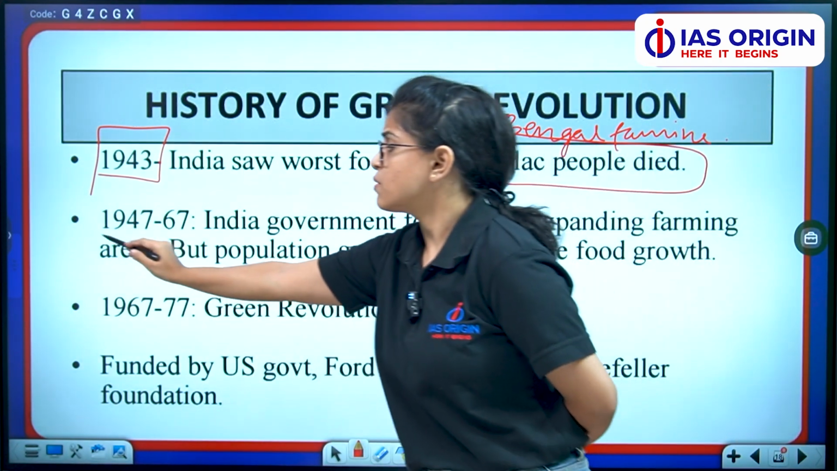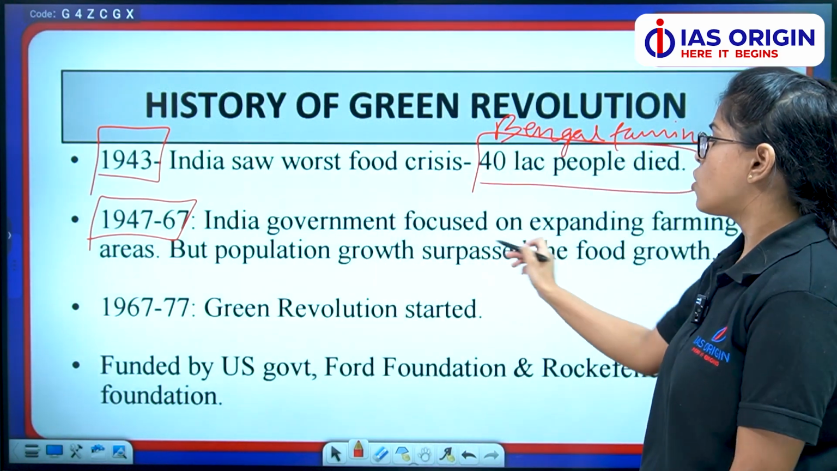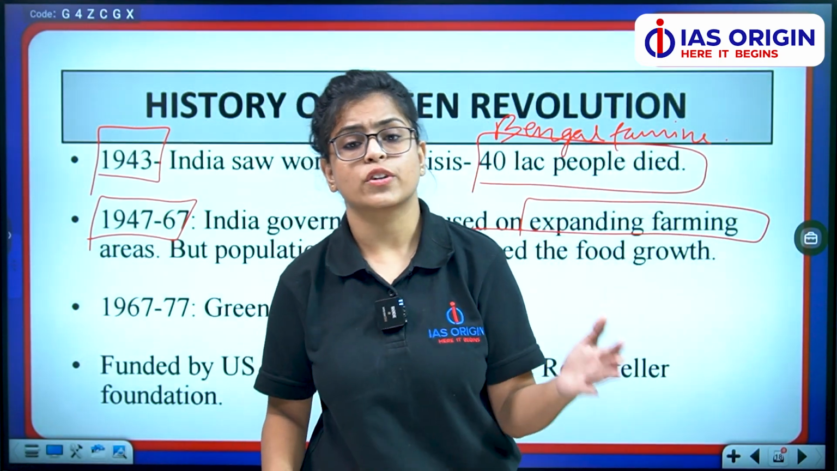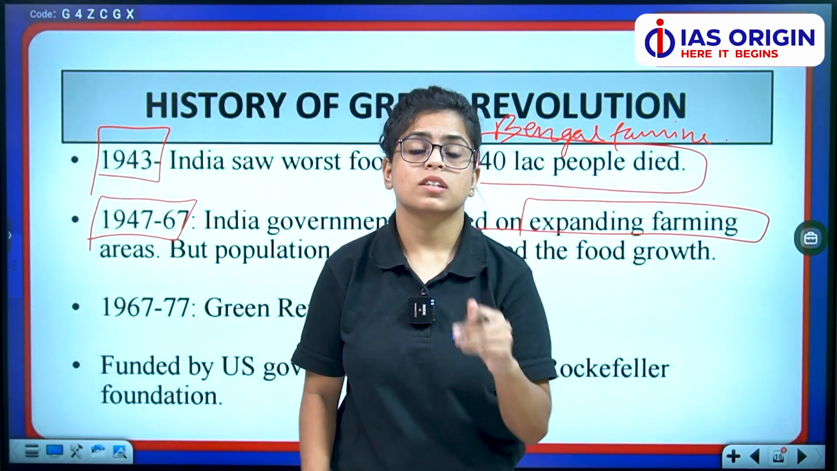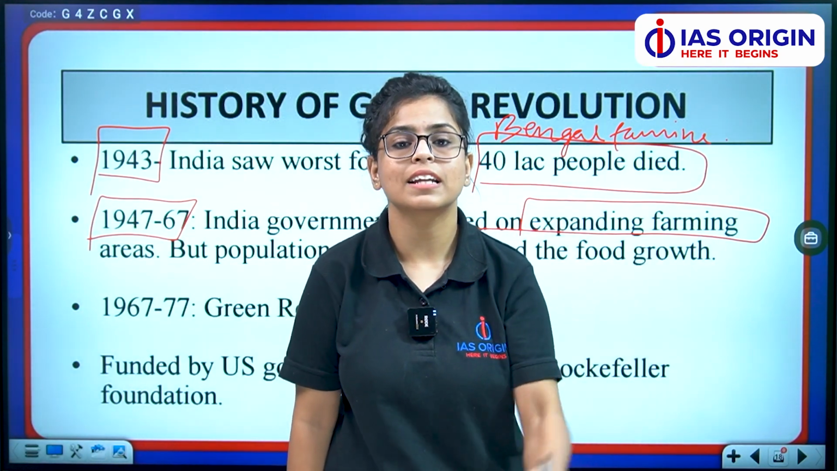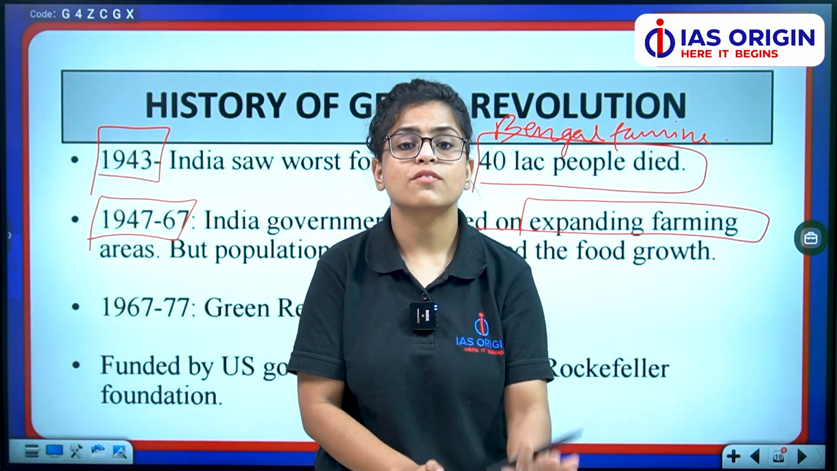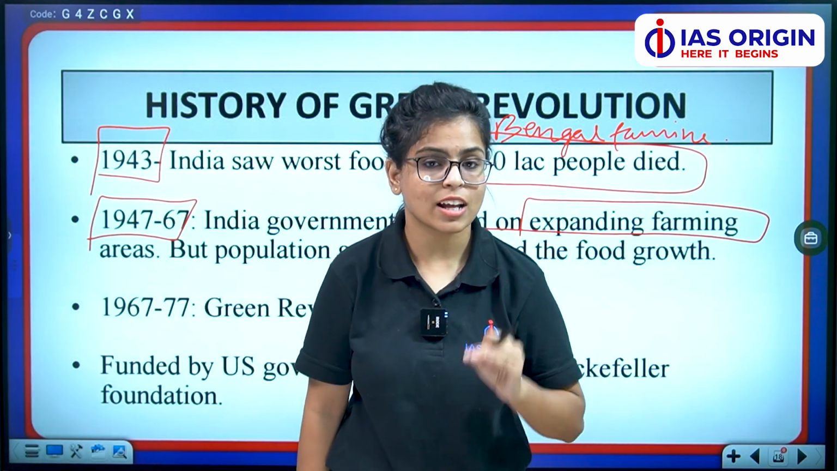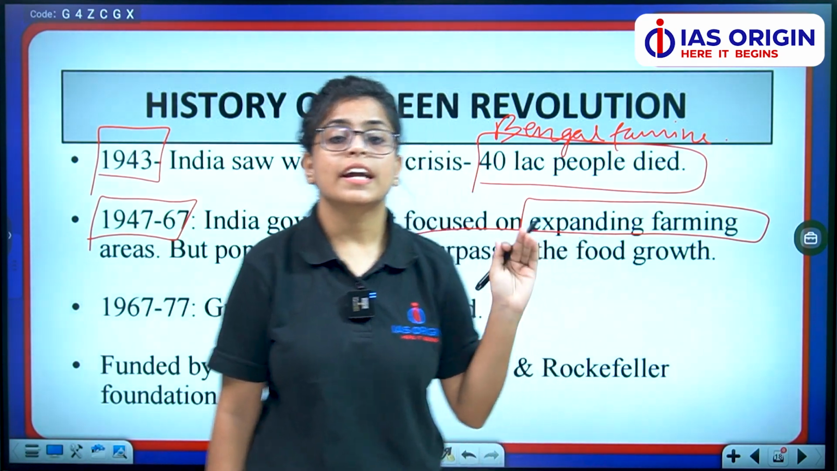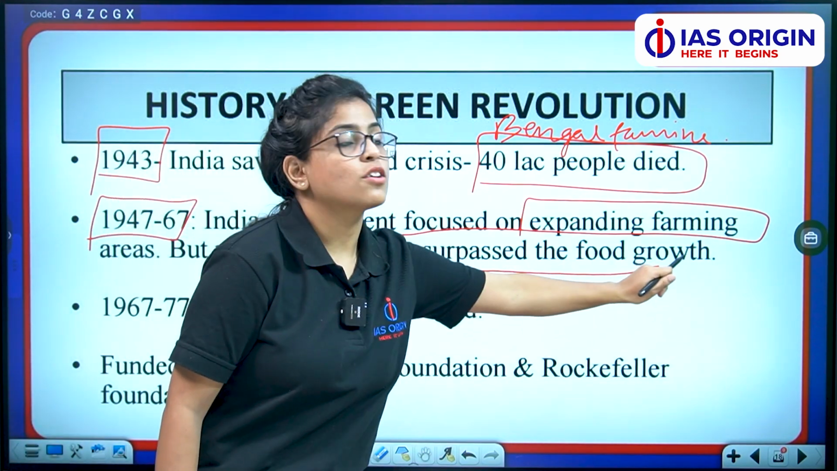And then in 1947, we gained independence. From 1947 to 1967, the Indian government focused on expanding farming. They expanded the area under cultivation. But here there was one of the problems. They expanded the area under cultivation, but cultivation की productivity कैसे expand की जाए, इस पे ध्यान ही नहीं दिया गया. No new techniques were undertaken, no farming approaches were undertaken, no scientific methods were involved, and as a result, area तो cultivation के अंदर ज़्यादा आ गया, but productivity remained the same, and it could not cater to the needs of the rising population, and the population growth surpassed the food growth.